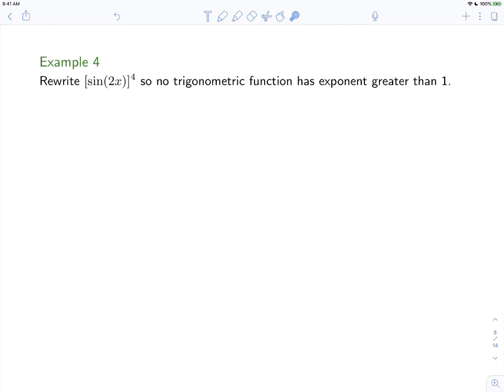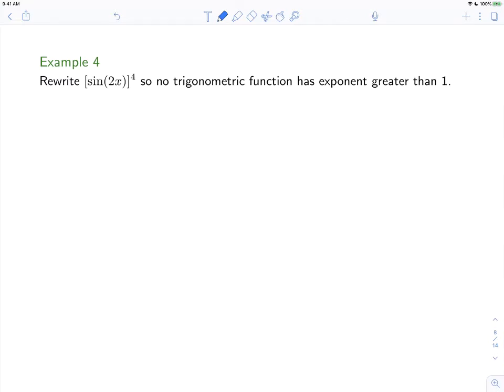Our next example is similar. Rewrite sine of 2x to the 4th so no trigonometric function has exponent greater than 1. We're starting out now with an exponent of 4, and we want to get it down to something no greater than 1. So let's give it a try.